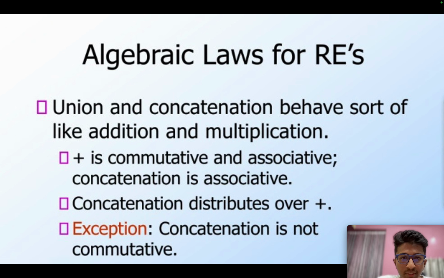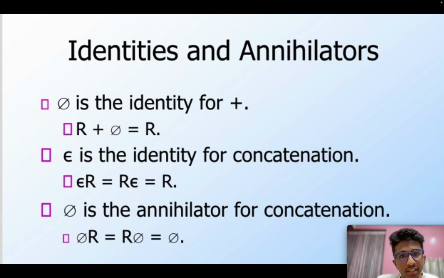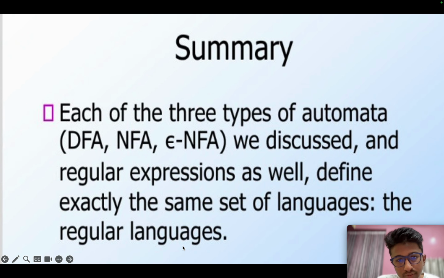Algebraic laws for regular expressions: union and concatenation behave sort of like addition and multiplication. Plus is commutative and associative. Concatenation distributes over plus. Exception: concatenation is not commutative. Identities: we have phi as the identity for plus, then epsilon as the identity for concatenation, and phi is an annihilator for concatenation.